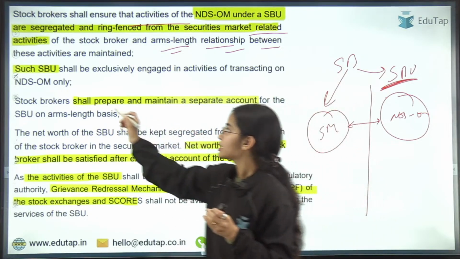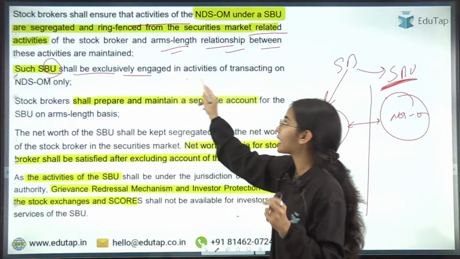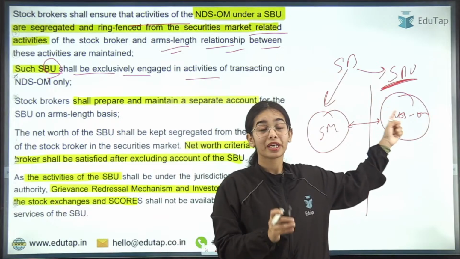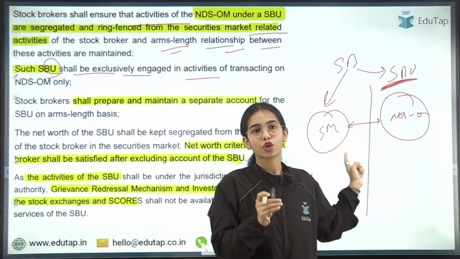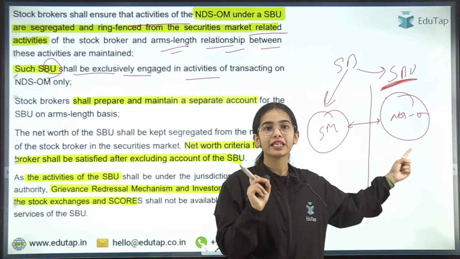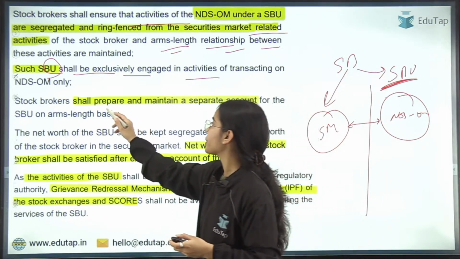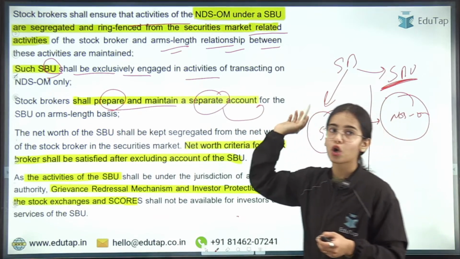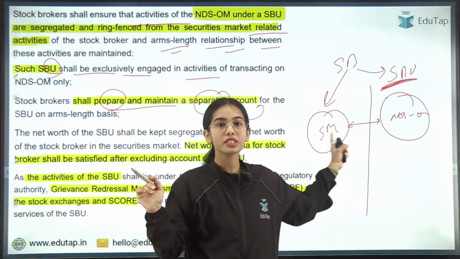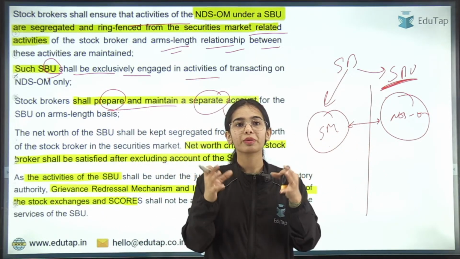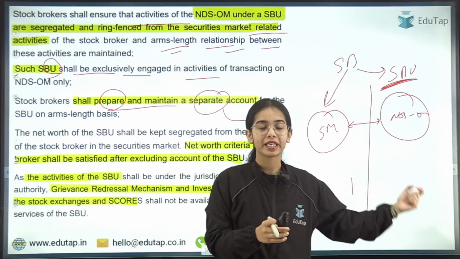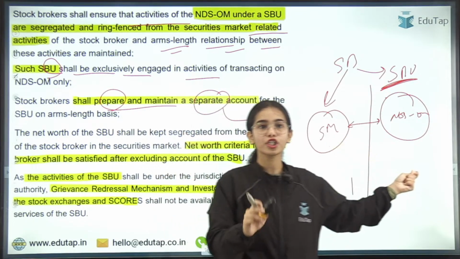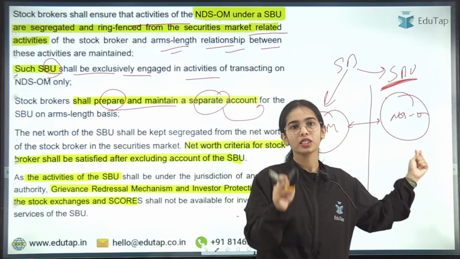Okay, such separate business units shall be exclusively engaged in activities of transacting on NDS-OM, and this separate business unit cannot access the securities market. It is specifically for the NDS-OM only. Stockbrokers shall prepare and maintain a separate account for the separate business unit on an arm's length basis. That means their accounts cannot be merged or taken together. Separate accounts have to be maintained for the stockbroker's functioning in the securities market, and the stockbroker's access to the NDS-OM.